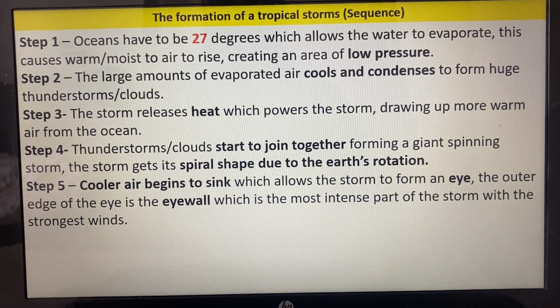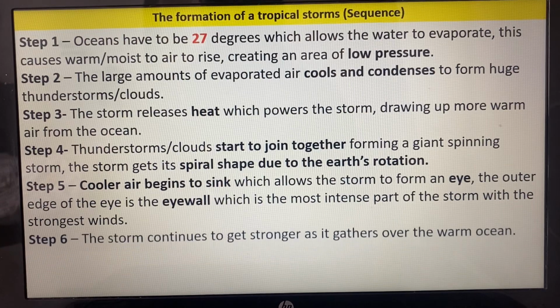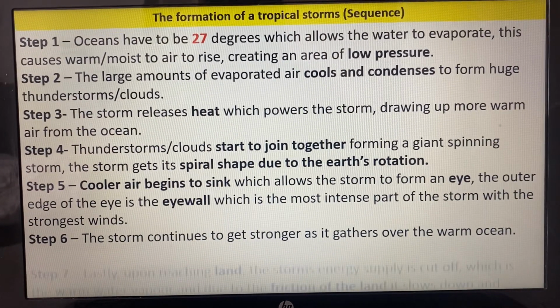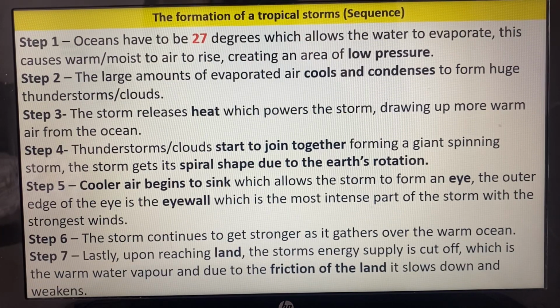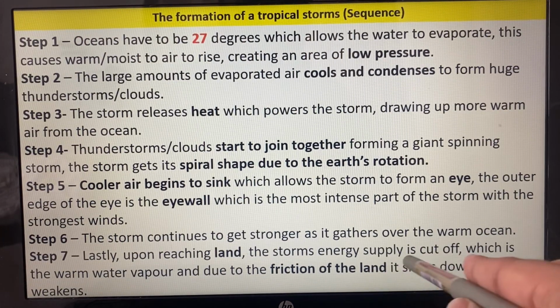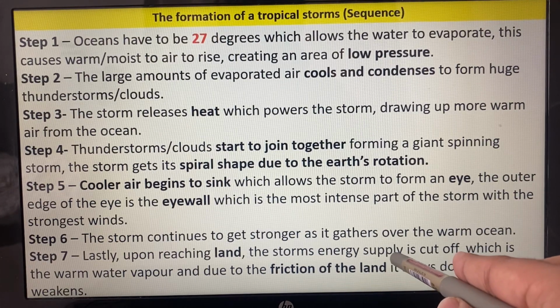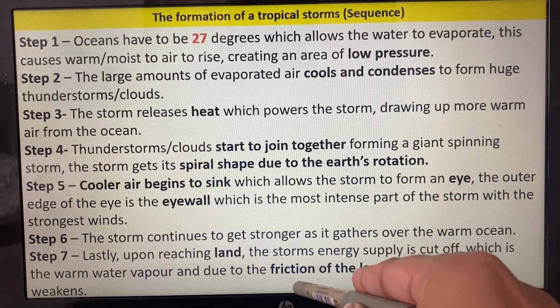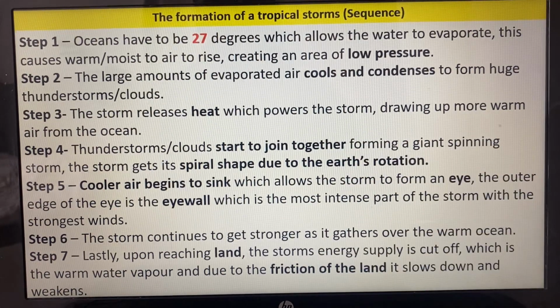And the last few steps that you'd have to quickly mention is now it's hitting the land. What would happen when it hits the land? That's so easy. Anyone could say that, it loses energy. So I'd quickly mention that the storm gets stronger as it goes over the warm ocean. And I'd mention that lastly, upon reaching the land, the energy supply is cut off, which is the warm rising air and the warm water vapor. But then the friction of the land slows it down and it weakens. That should get you a good 5 or 6 marks if a 6 marker was to come up.